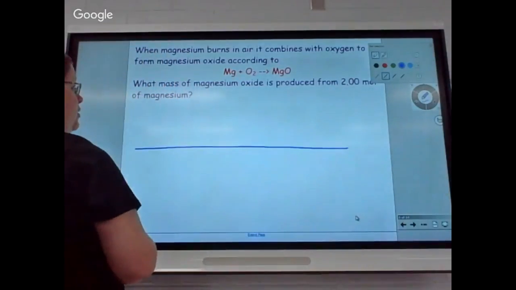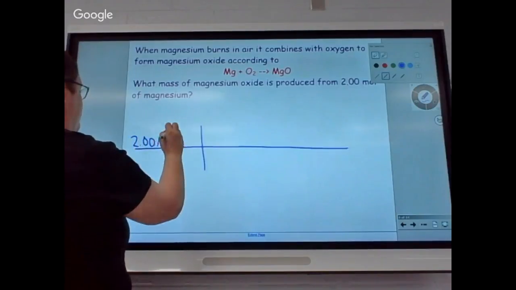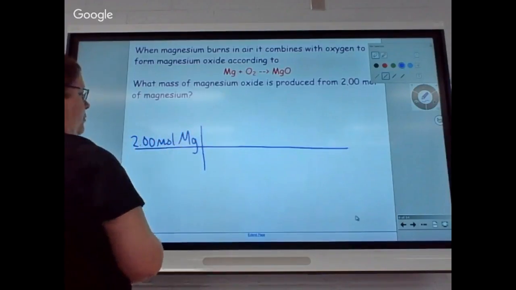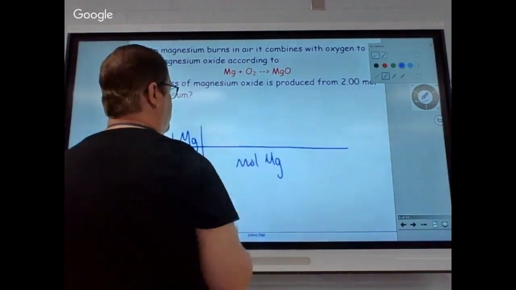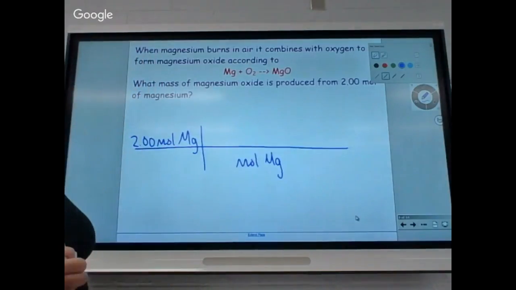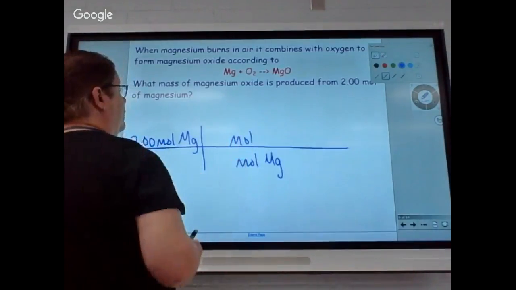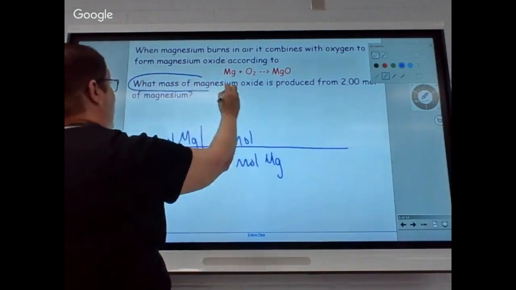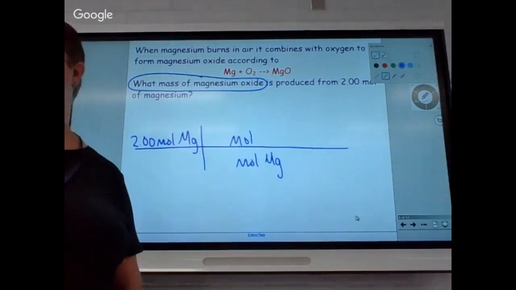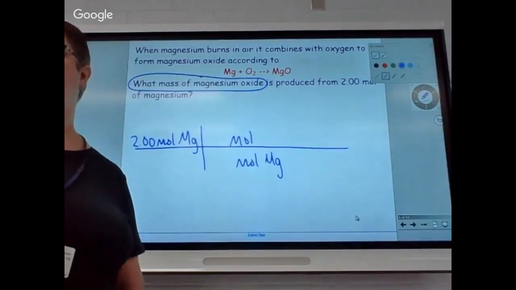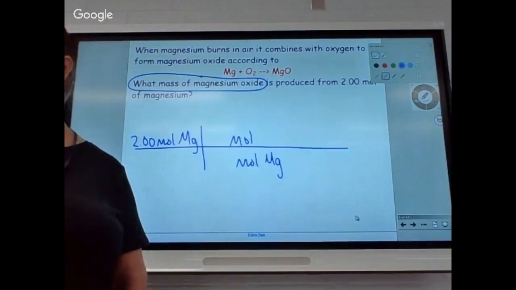Okay? What goes on the top line? 2 moles of magnesium. Okay? What goes on the bottom? Moles of magnesium. Okay? Are we going to change compounds? So what do I put on the top? Okay? It's asking for mass of magnesium oxide. So I heard several people give me the right compound. If we're changing compounds, they said we had to put moles on top. So is everybody with them on why they put moles on top?